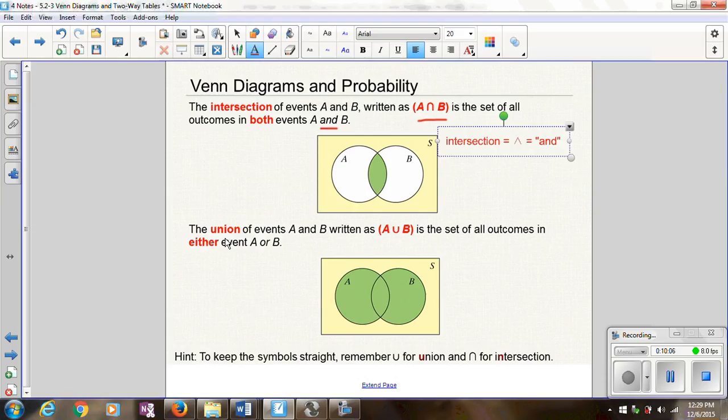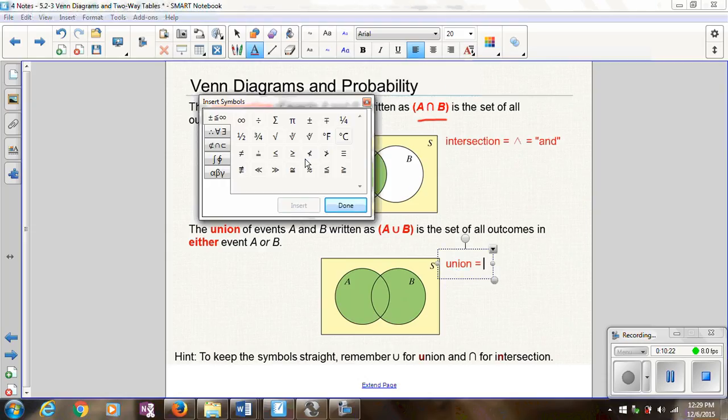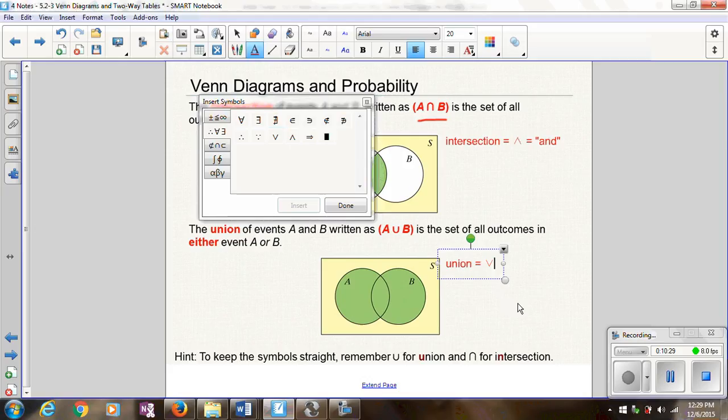And the union of two events is going to be either A or B or both. So it's going to include the whole thing. That's what union means. So let me just go ahead and write that down. So if we have a union, that's going to be the same thing as a U, or in some books they will actually use a V. Let me find that again. Here we go. So that would be another way to express the union of two events. And the union always corresponds to the word "or".